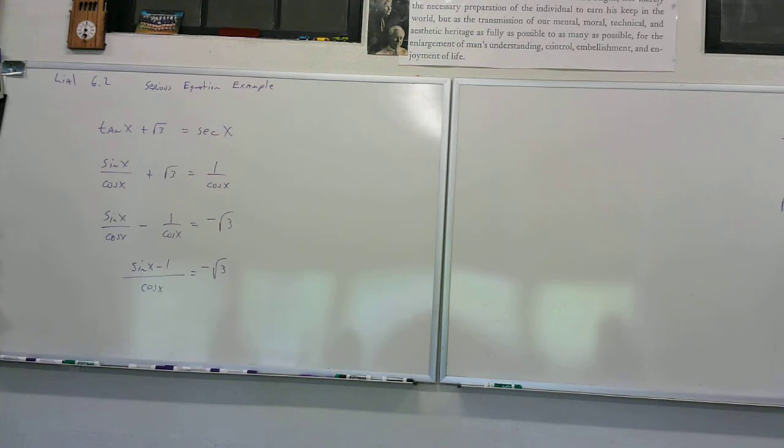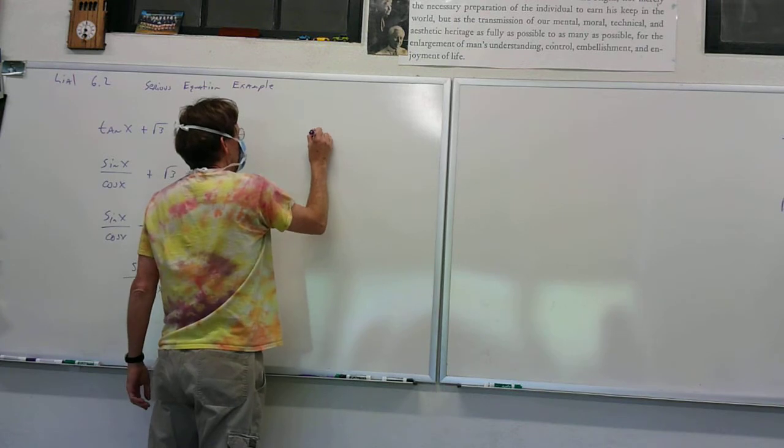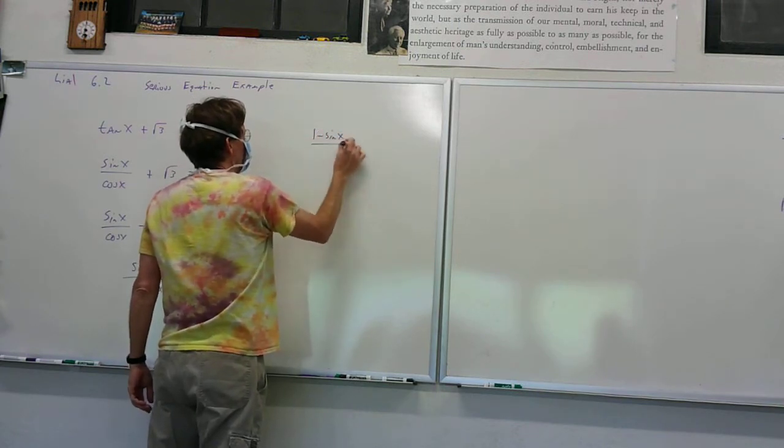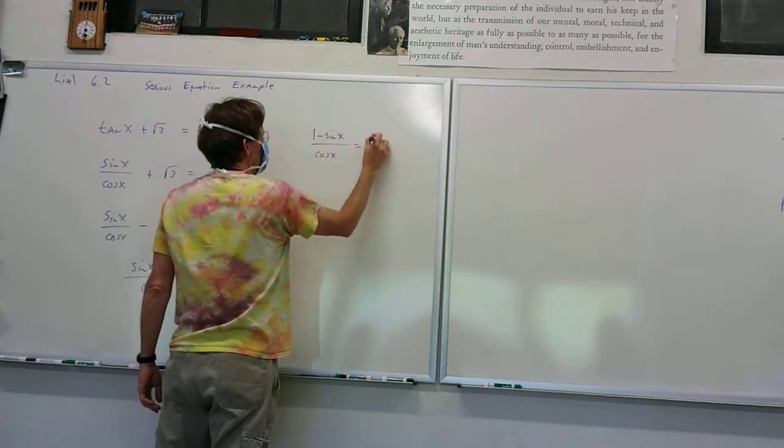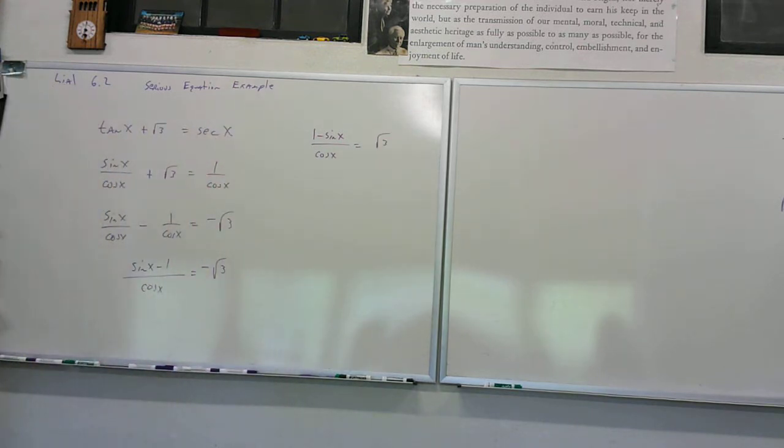Problem is, have I made it any easier to isolate any of that? No. Still not very pretty. That doesn't look too good to me. I'm going to change the order of that. I'm going to make it 1 minus sine x over cosine x equals square root of 3. What did I do? I just multiplied both sides by negative 1. Why do you think I did that?